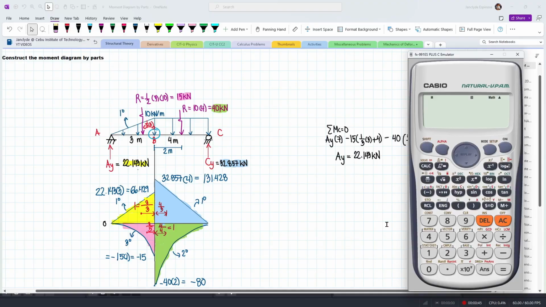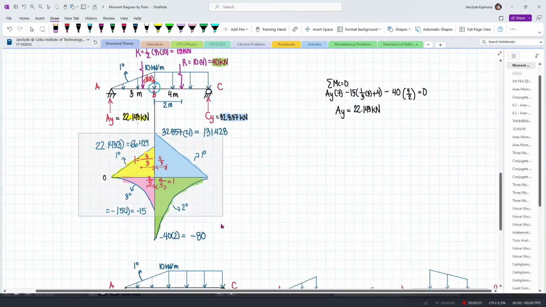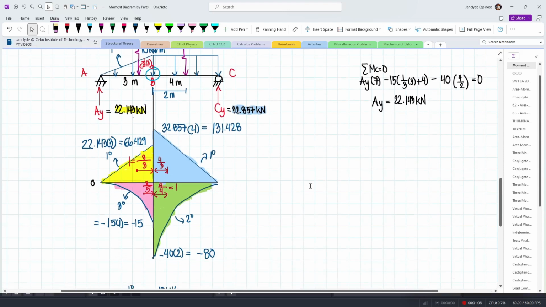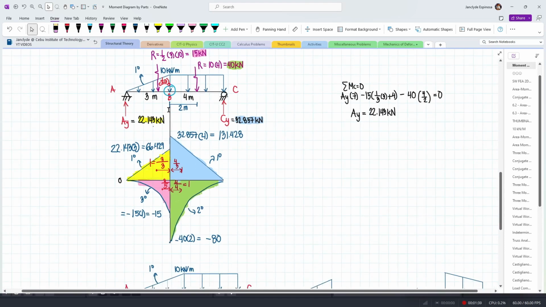Now, ito yung previous example natin sa moment diagram by parts. And so there's a way to check if tama yung diagram natin. Diba, in this example, our moment center was B. And so dapat, yung sum nito, saka ito, it should be equal to the moment at B. And then the sum of this plus this one, it must also be equal to the moment at B. And so diba, we can first compute the moment at B.